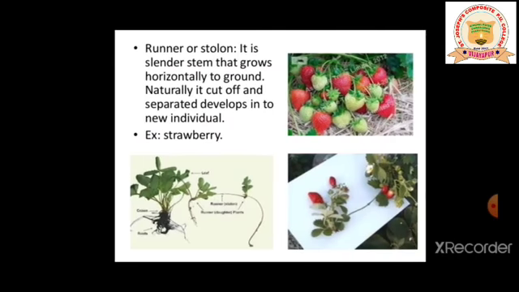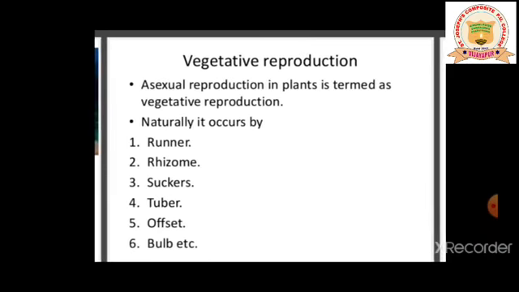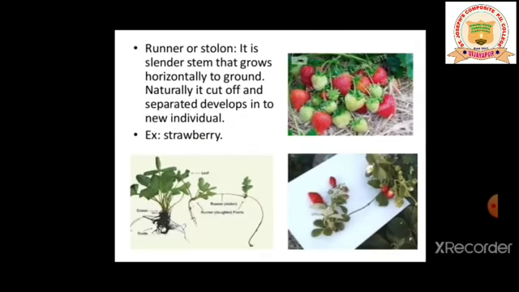So for the runner or stolon, they will ask you the example. It is a slender stem that grows horizontally along the ground. Naturally it is cut off and separated, and develops into a new individual. So for the runner you are supposed to give the example strawberry. Strawberry is the best example for the runner, a vegetative propagule through which vegetative reproduction is carried out.